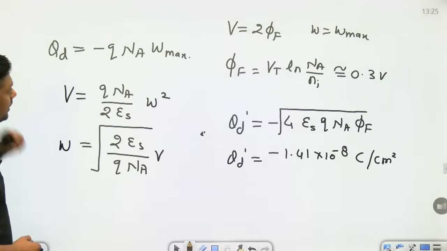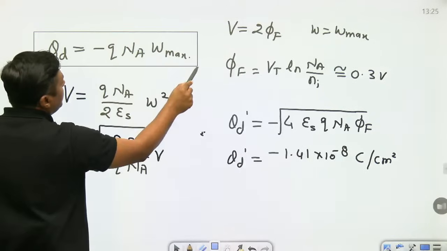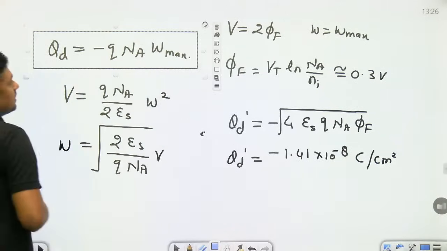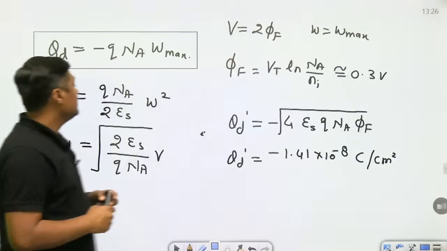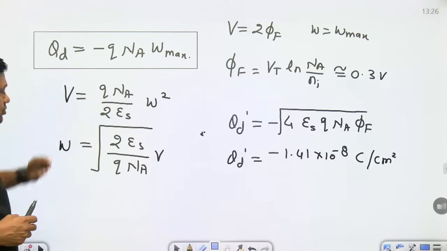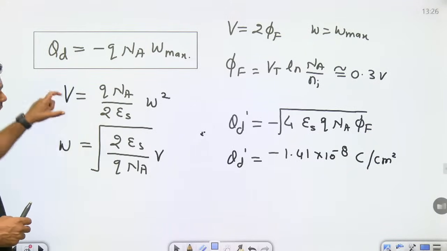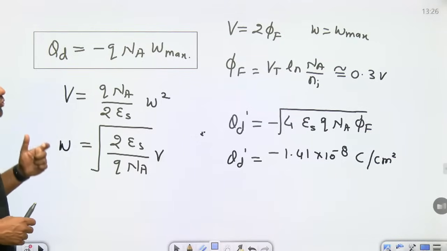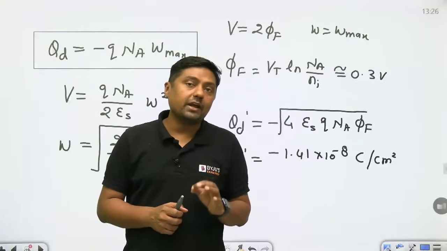Let QD be given by minus Q Na W max. QD is minus Q Na W max. Then guys, already I have given Q Na by 2 epsilon s W square. So what is W? W is 2 epsilon s by Q Na into V. But at strong inversion, what is the applied voltage? For strong inversion, the applied voltage is what?